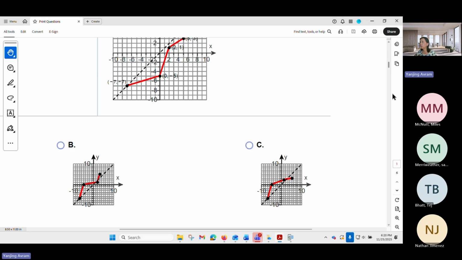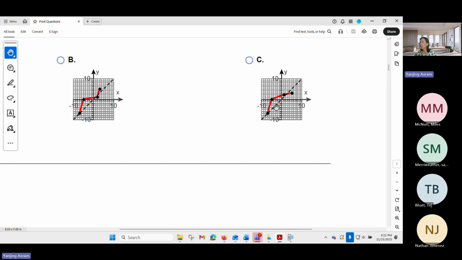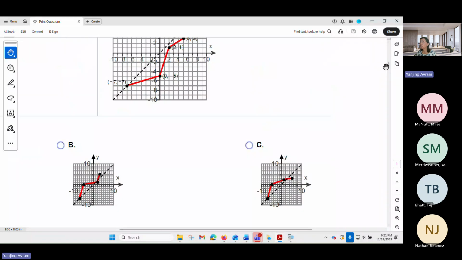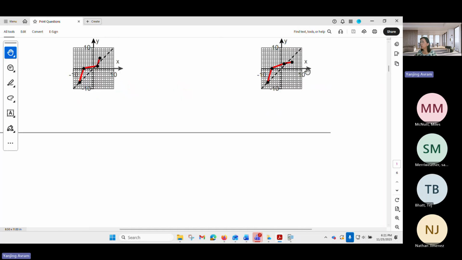Third point is still right. And then look at the last point here. Last point should be 3 and 5. This last point doesn't have a 3 and 5. You can see x should be 3, y should be 5. This is 5 and 3, so the inverse should be 3 and 5. So this is incorrect as well.